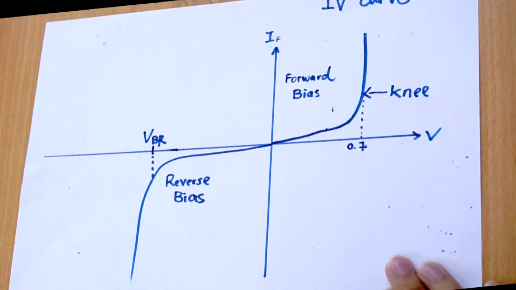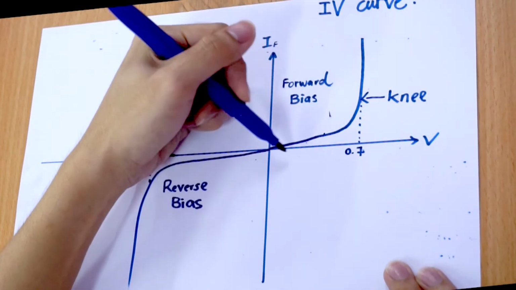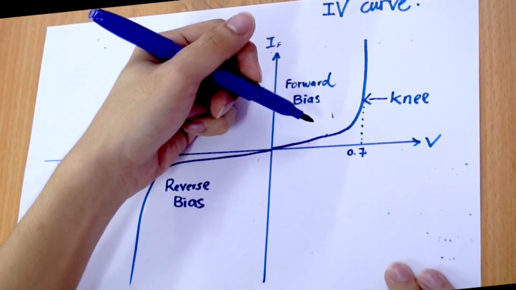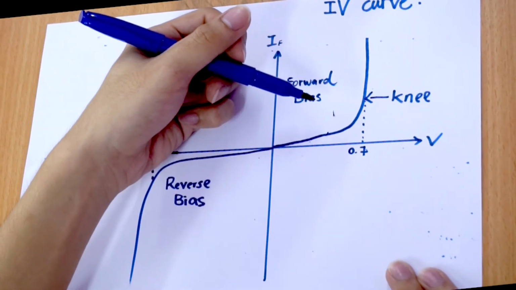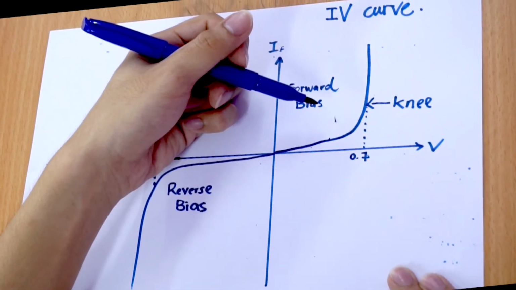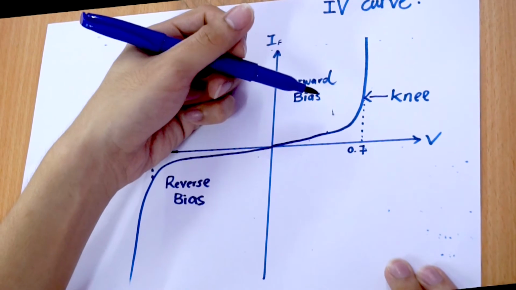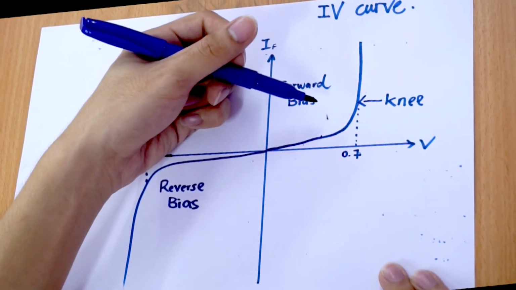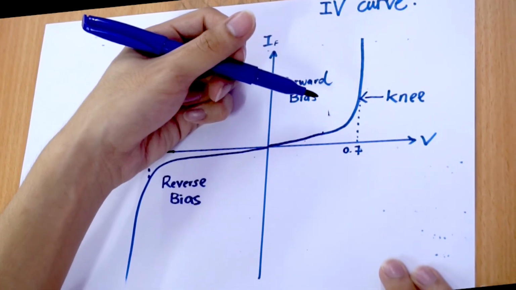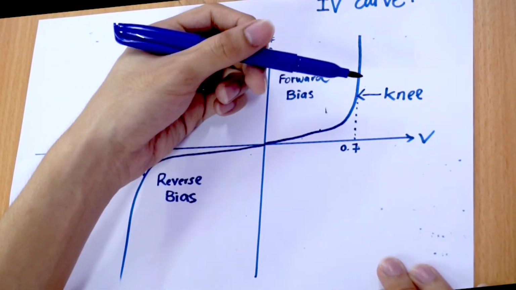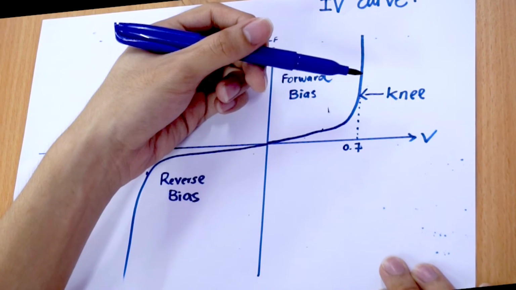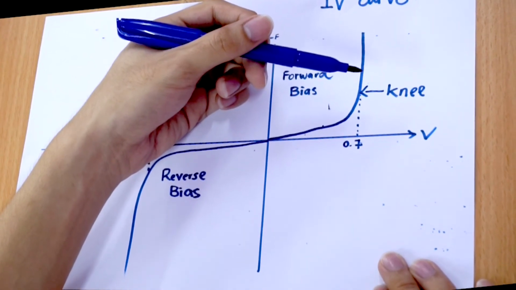This is because below the knee of the curve, the resistance is greatest because the current increases very little for a given change in voltage. The resistance begins to decrease in the region of the knee of the curve and becomes smaller above the knee, where there is a large change in current for a given change in voltage.